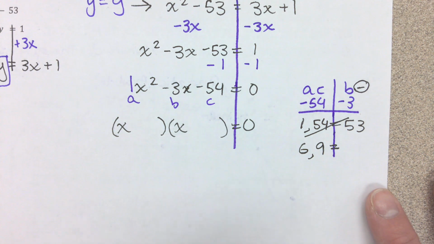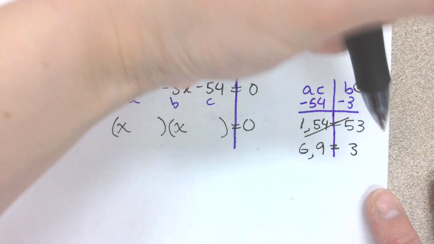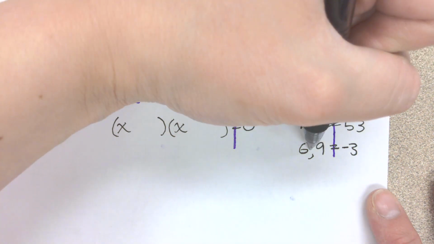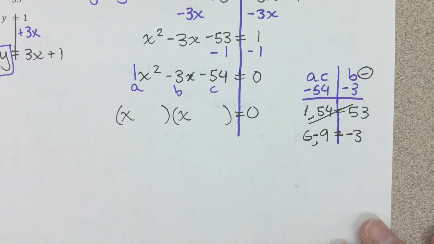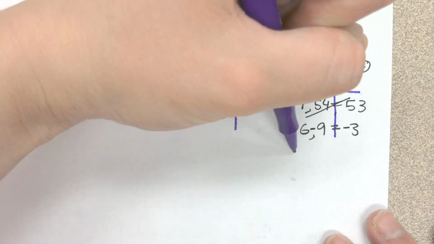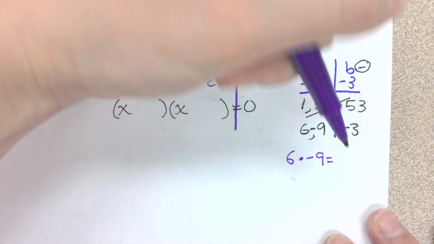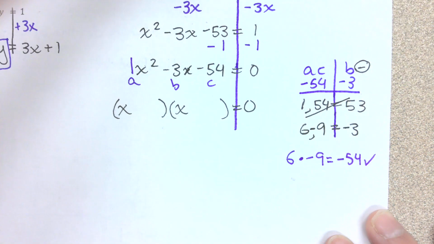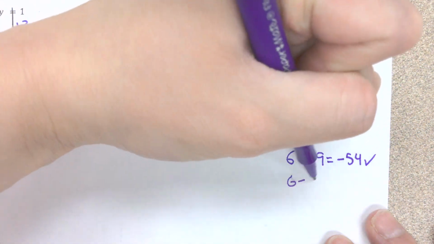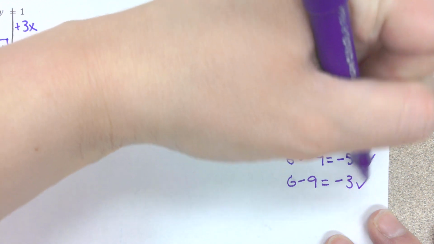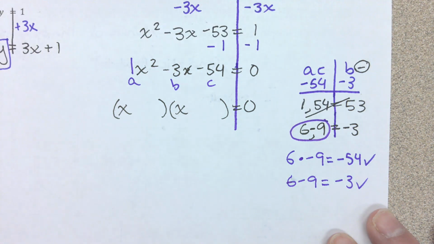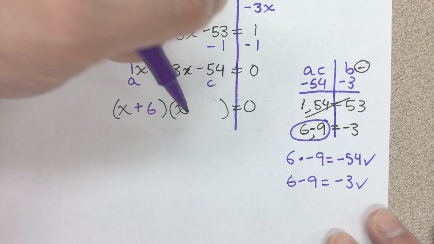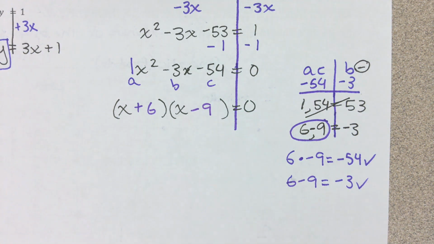So we can use 6 and 9. We subtract those, we get a 3. And then to make it a negative 3, that means the 9 has to take the negative. Let's check real quick. 6 times negative 9, that is negative 54. Yes. 6 minus 9, that is negative 3. Yes. So I have found the correct factors, x plus 6 and x minus 9.